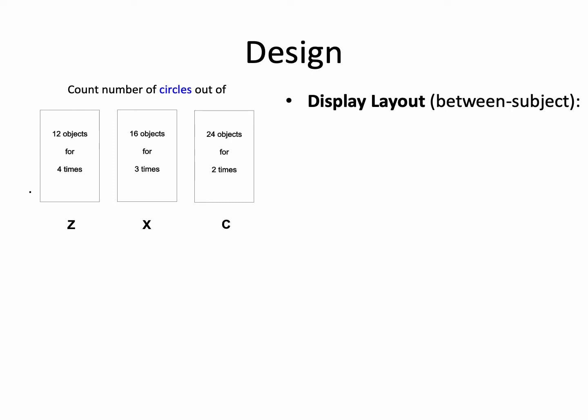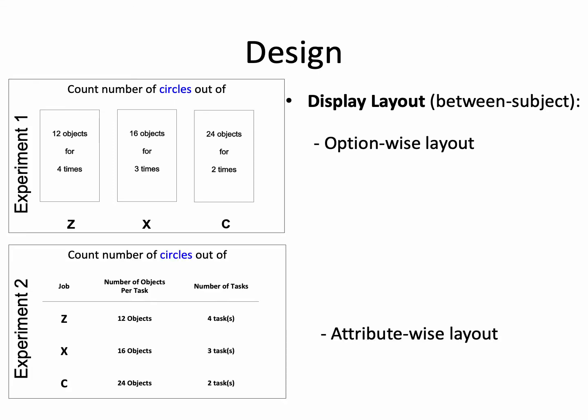Our paradigm presents the attribute values of options in a description-based format. Thus, participants need only learn their preferences for various options from experience, rather than the objective values of those options. To assess the robustness of our findings, we run 2 experiments with the option-wise and the attribute-wise display layouts, respectively.